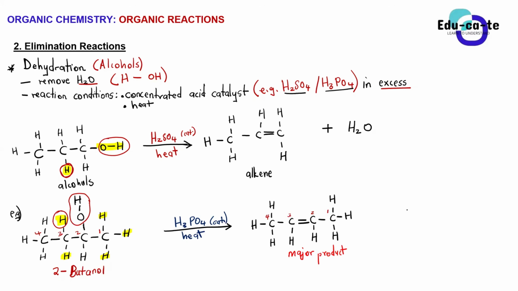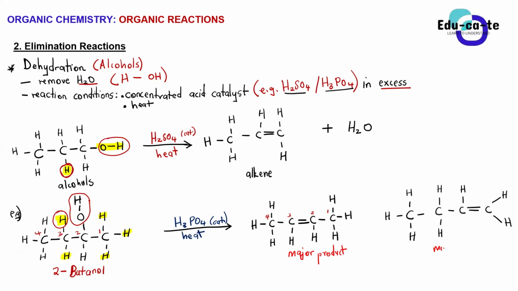Carbon bonded to 3 hydrogens. Yes. And then carbon with 2 hydrogens. Carbon bonded to 2 hydrogens. Carbon with 1 hydrogen, and double bond. And then carbon with 2 hydrogens. Excellent. So this is our minor product.